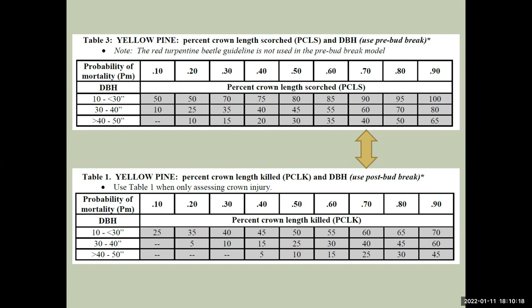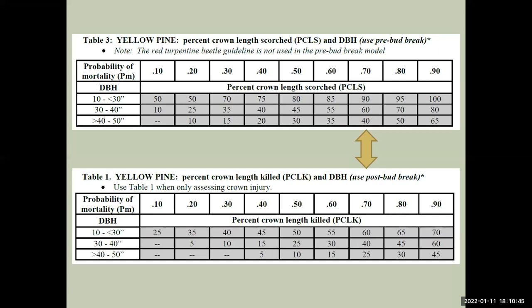So the top table is what we call the pre-bud break level, and that, like I said, is the one we use right after the fire, looking at crown scorch when we don't know what the bud survival is. When we get into the following growing season, we can use the next table, the post-bud break table. So this is when we can actually start to see that new green growth popping up in the scorched portion of the crown.